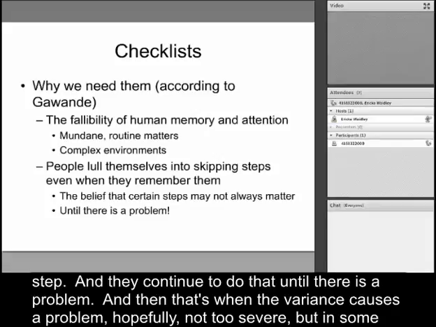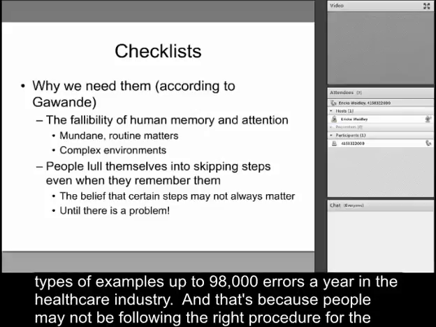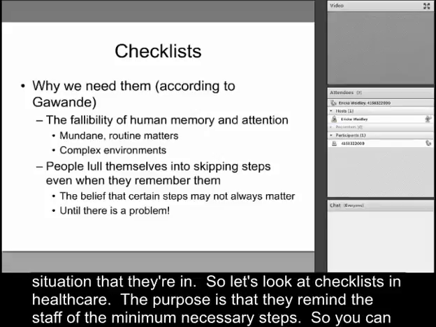And then that's when the variance causes a problem, hopefully not too severe, but in some aspects, as we saw, the wrong knee can be operated, the wrong limb can be amputated, the wrong medicine can be given. So there's all types of examples, up to 98,000 errors a year in the healthcare industry. And that's because people may not be following the right procedure for the situation that they're in.